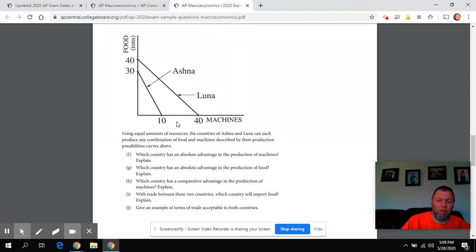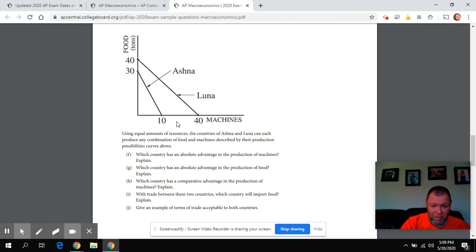So Luna has the comparative advantage, and then it says explain. 1 is less than 3. That's why they have the comparative advantage. They have the lower opportunity cost. You could also say Luna has the lower opportunity cost if you don't want to press your luck and just do 1 less than sign 3 because you're feeling scared. You can say Luna has the lower opportunity cost because 1's less than 3. Right?